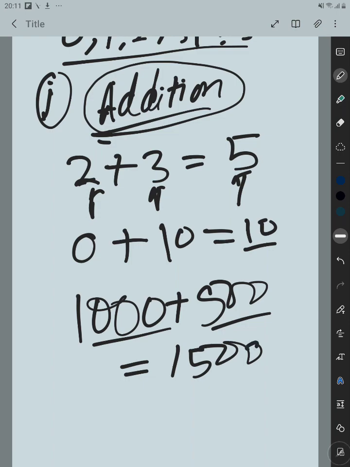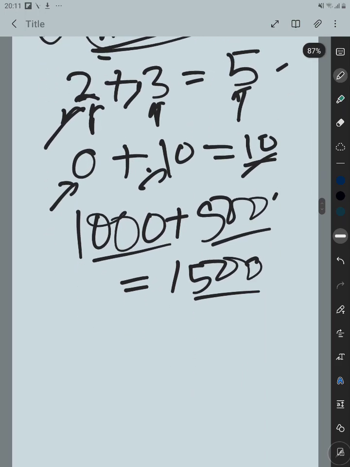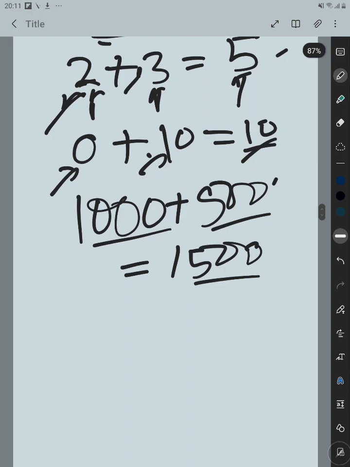Anyway, so now we got a whole number here. It means whenever we add two whole numbers, we always get a whole number. So what does it mean? For addition the property is closed.